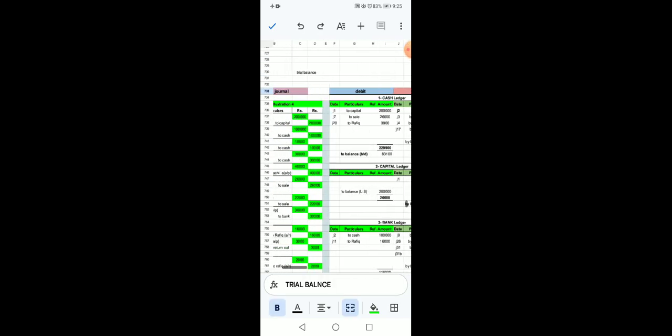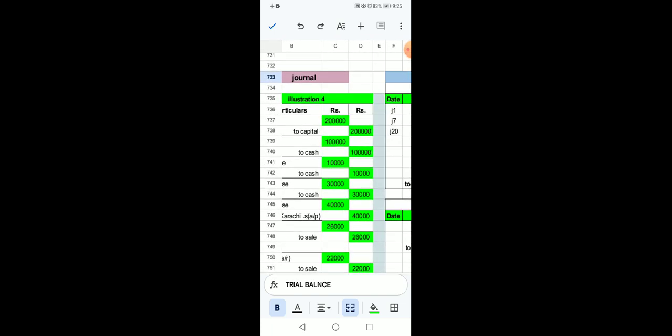So in this way our ledgers are completed and the trial balance is completed. What was promised, to make the journal, ledger and trial balance, we have completed: our journal, our ledgers, and our trial balance. The answer matches. It means our work for this illustration has been completed.